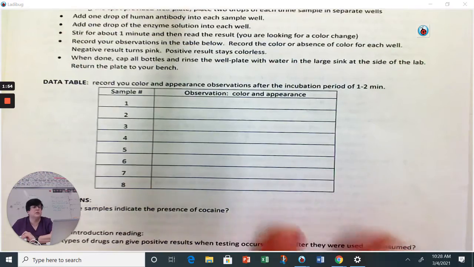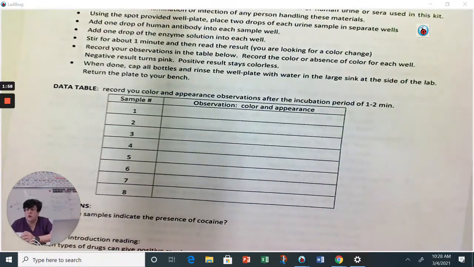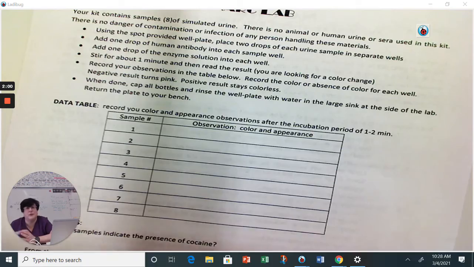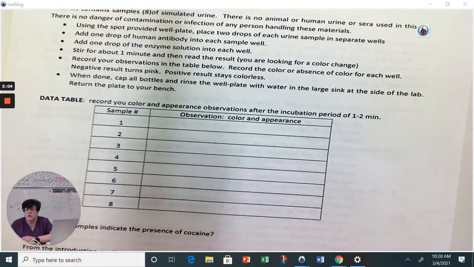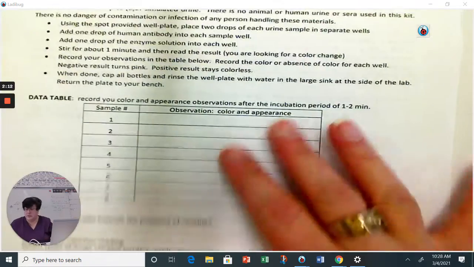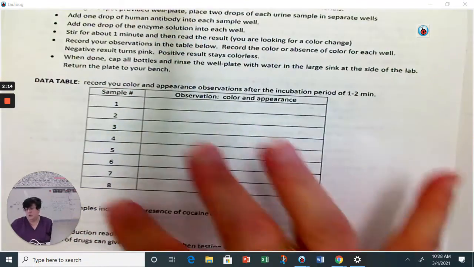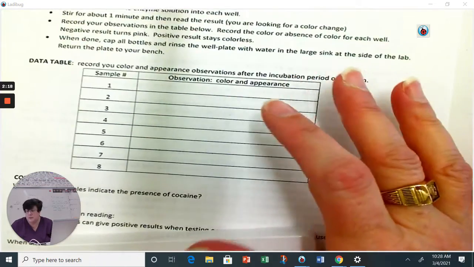So let's look at the tests that we're going to do. We have somebody who's using narcotics. The particular narcotic they're using is cocaine. So when we look at the cocaine, which is a stimulant, we have to decide as an employer, are we going to hire these people? So there are 8 samples. So that's why there's 8 columns or rows in your data table.